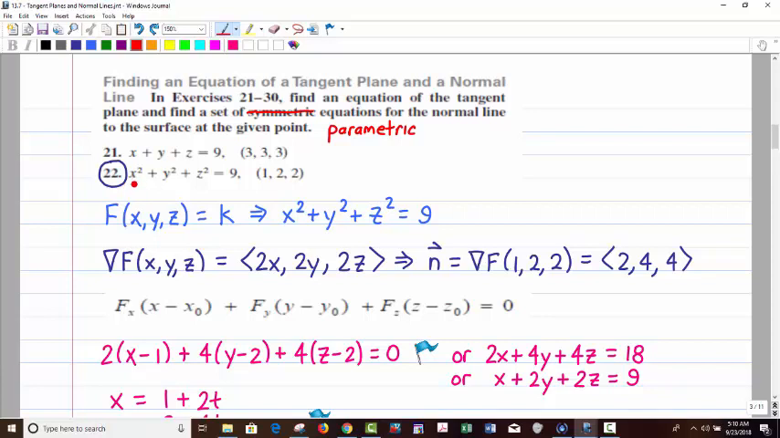Super easy gradient here. The x partial will be 2x, the y partial will be 2y, the z partial will be 2z. And then the point is (1, 2, 2). So I plug (1, 2, 2) into the gradient, which is my n, my normal vector for the plane. It's just going to double everything, so it makes it (2, 4, 4).